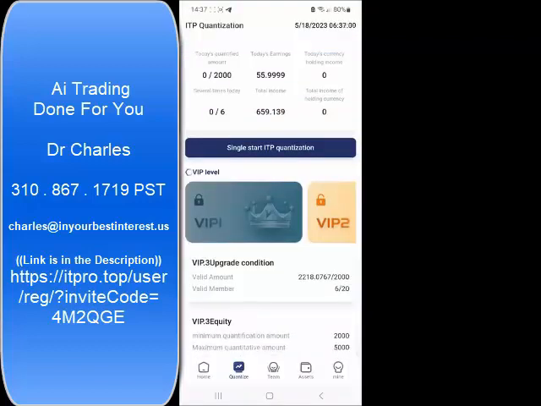Go back to here. Right, I've done all my spins for today. If you look at the top on the left, the second figure down, I've now got 0 left out of 6 turns. At the top on today's earnings, you'll see I've got $55.99999, so about 56 cents.